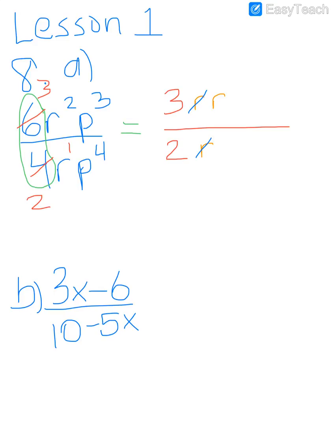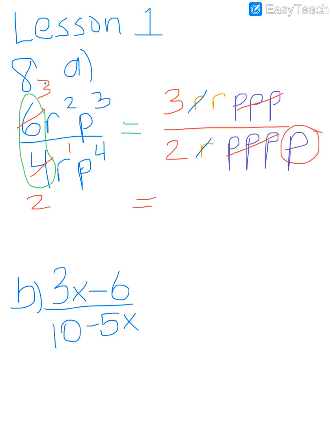And then I could do the same thing with the p's. I have 3 p's up top, and in the denominator I have 4 p's. And you could cancel a variable for a variable, right? So 3 p's in the numerator and 3 p's in the denominator would cancel. And what I'm left with is 1 p, and it's in the denominator. So my final solution would be 3 over 2, I've got an r in the numerator and a p in the denominator. And that would be my solution.